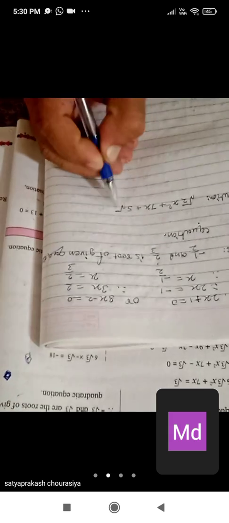Under root 2 x square plus 7x plus 5 under root 2 is equal to 0. Now here I am doing the solution, and wherever there is a box I will put the box.